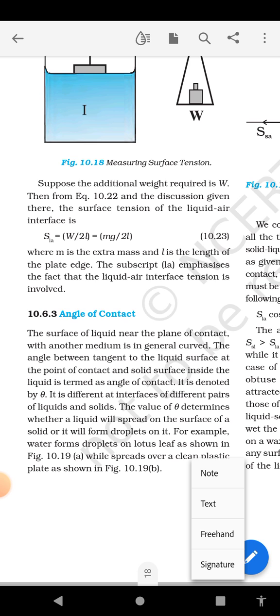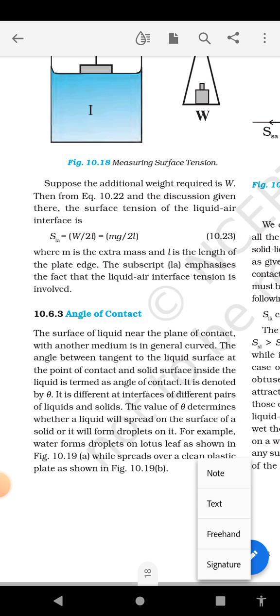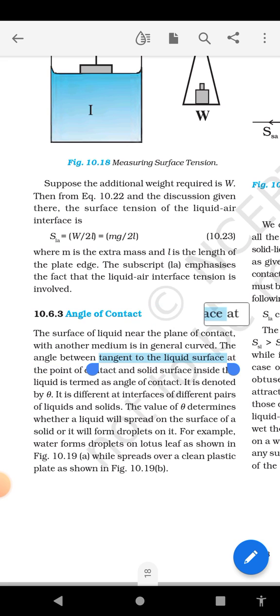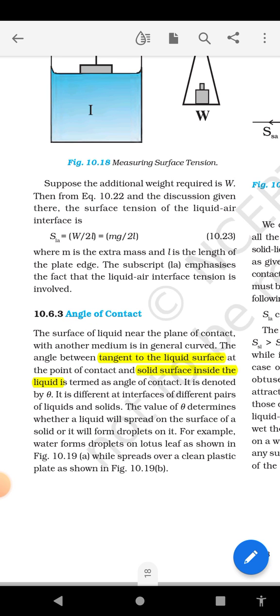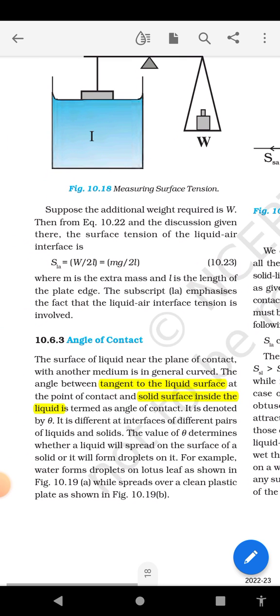What will the angle of contact be? The angle between the tangent to the liquid surface at the point of contact and the solid surface inside the liquid. The angle between these two, the tangent to the liquid surface and the solid inside the liquid, is the angle of contact. It is denoted by theta. It is different at interfaces of different pairs of liquids and solids.